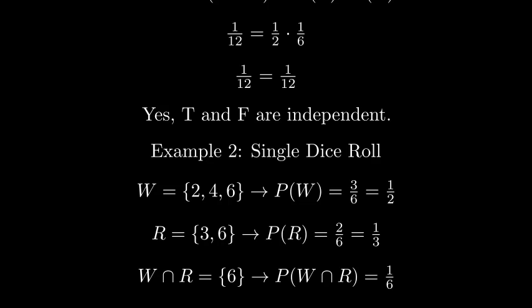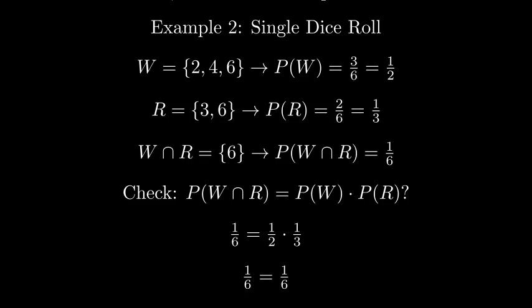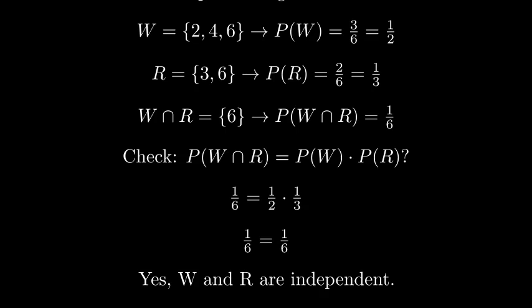Now let's perform the test. Does P of W intersect R equal P of W times P of R? We have 1/6 on the left. On the right, we have 1/2 times 1/3, which is 1/6. The equation is true. So, for a single die roll, the event divisible by 2 and the event divisible by 3 are independent. This might not have been immediately obvious, which is why having the formal test is so important.